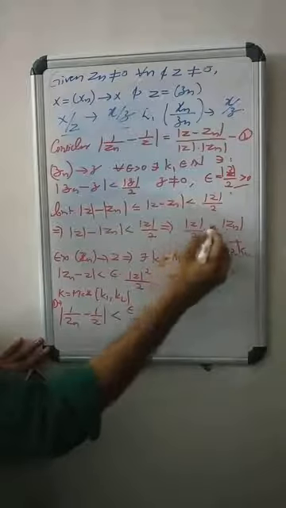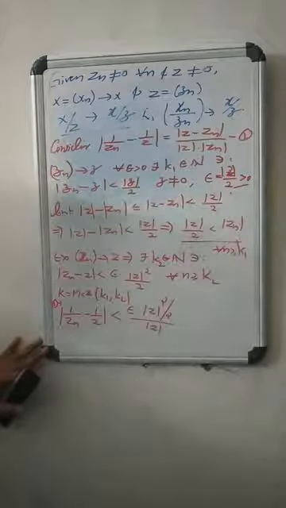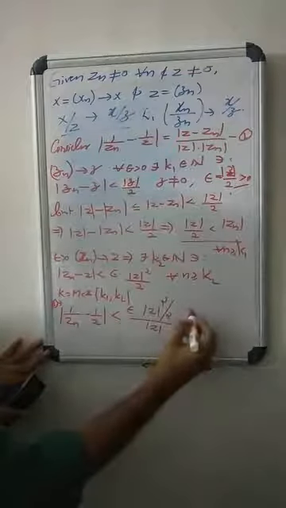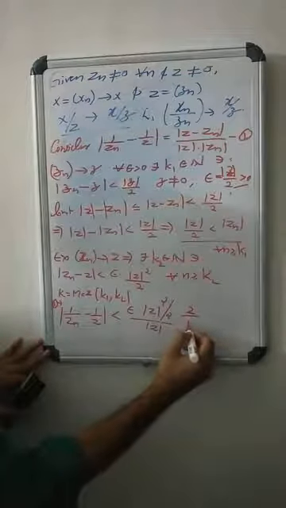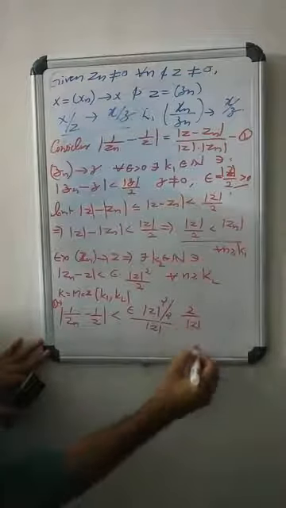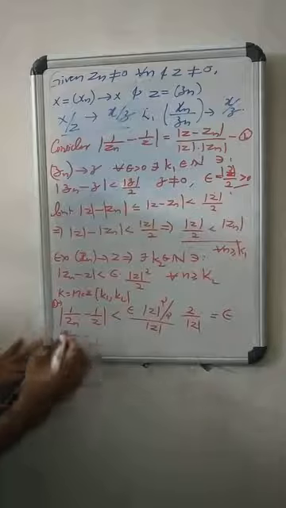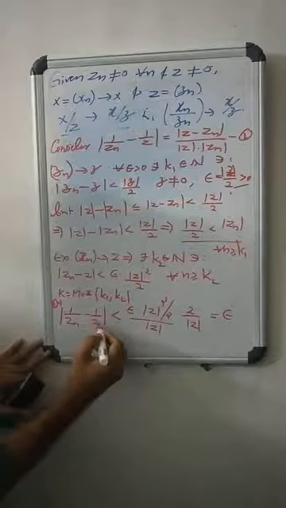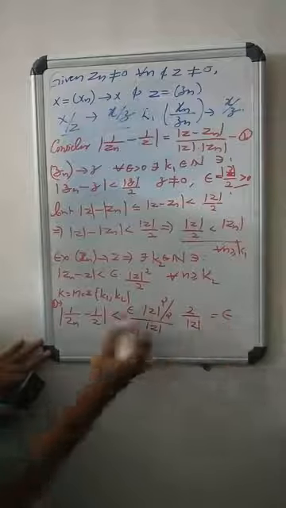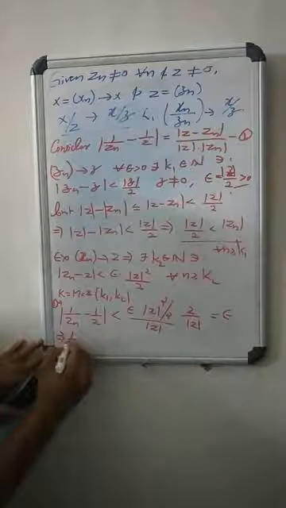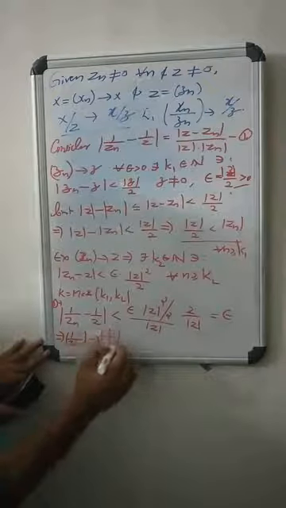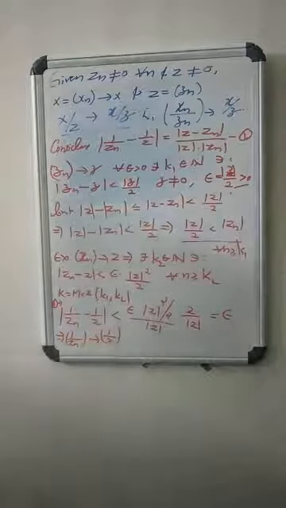Here, mod z by 2 is strictly less than mod zn. So 1 by mod zn is less than 2 by mod z. Enough. So we get epsilon. That means modulus of 1 by zn minus 1 by z is strictly less than epsilon. That means the sequence 1 by zn converges to 1 by z, since epsilon is arbitrary.